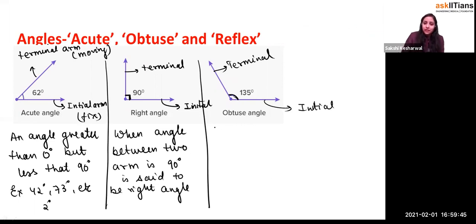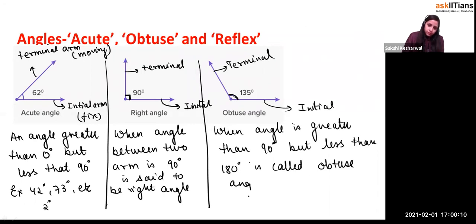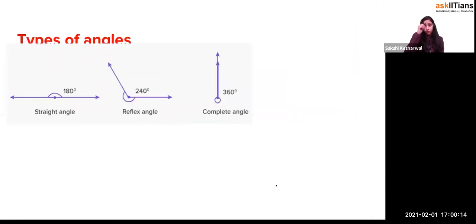So basically, when the angle is greater than 90 degrees but less than 180 degrees, it is called an obtuse angle, right? Obtuse angle. Okay, now let's come to the types of angle over here.